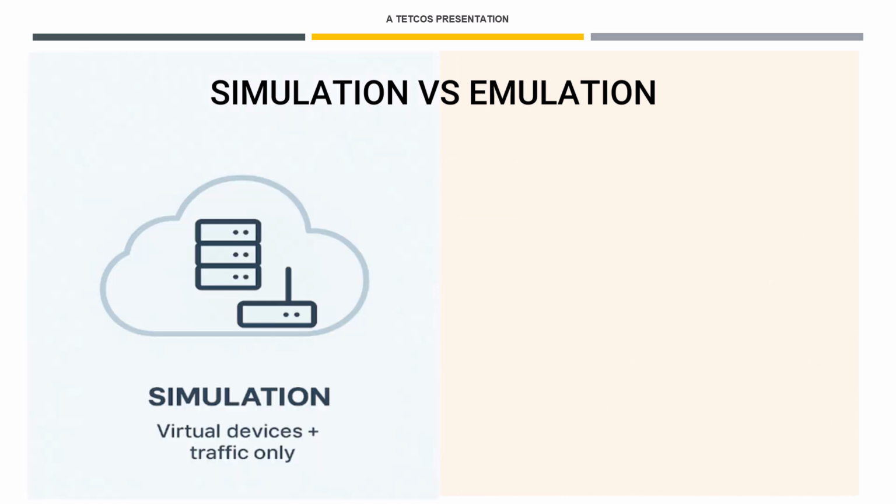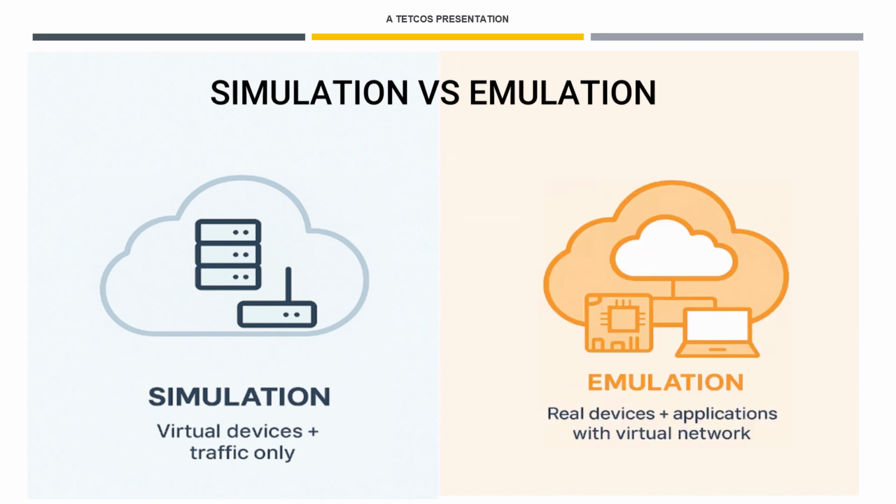In simulation, everything is virtual: the devices, the traffic, and the protocols. In emulation, NetSim allows us to connect real applications and real hardware to its virtual network. This means we can run live traffic from physical devices through a simulated network and study its performance.